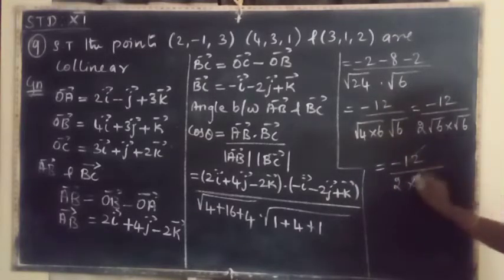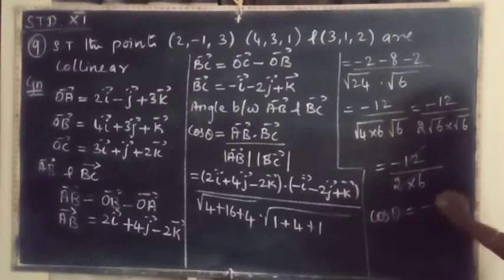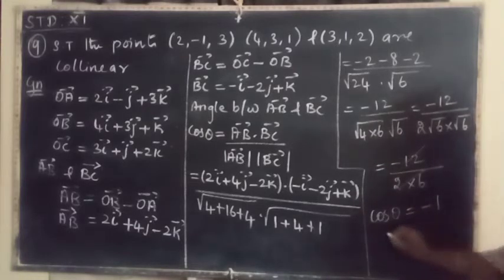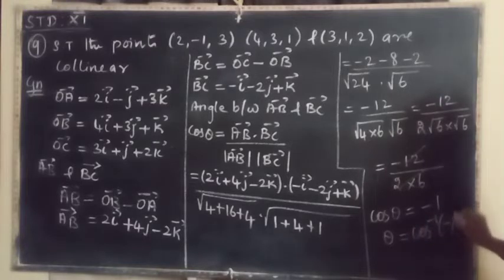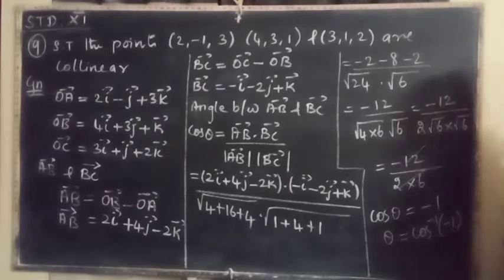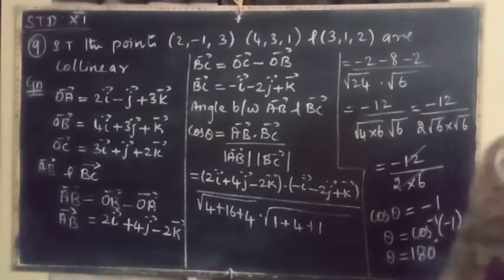So now 12 and 12 is getting cancelled. So cos theta equal to minus 1. Now cos theta equal to minus 1 means theta will be equal to cos inverse of minus 1. As I told you, for which value of theta will I get cos equal to minus 1? It is 180. So theta is equal to 180 degree.